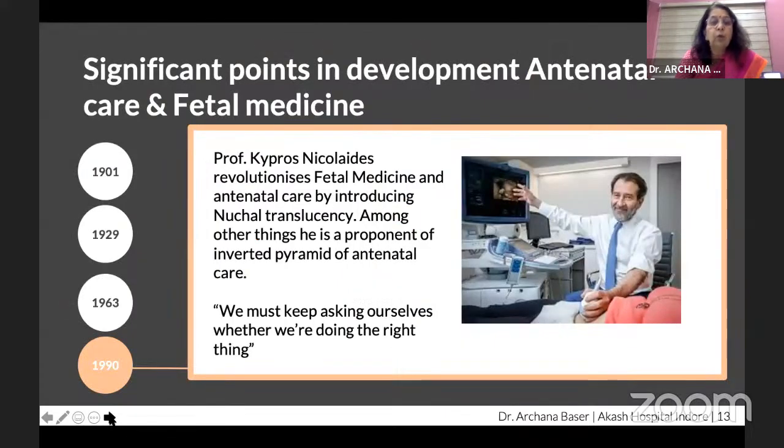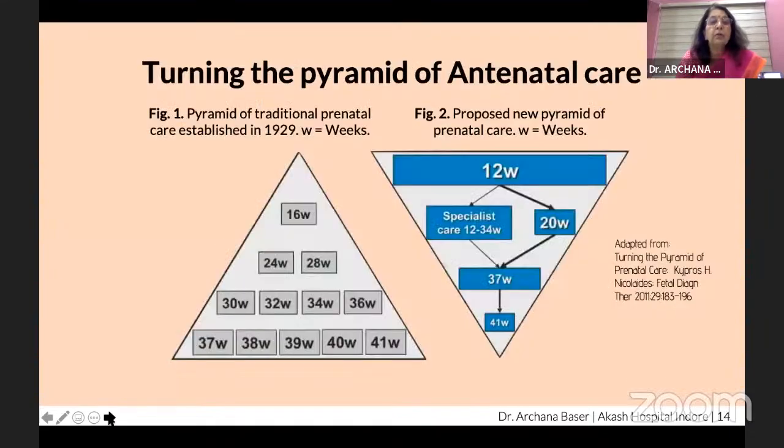So what can we do? There was a significant point in the development of antenatal care and fetal medicine, and what Professor Kypros Nicolaides has proposed is a reversal, turning the pyramid of antenatal care.